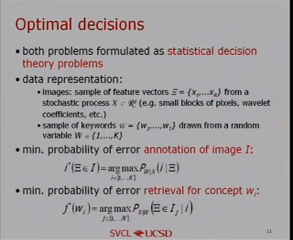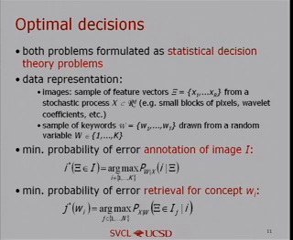Now, from a mathematical point of view, both of these problems can be formulated as problems in statistical decision theory. We have some data representation. In this case, images are just collections of feature vectors sampled from some stochastic process X. And the captions are just collections of labels sampled from a random variable W that's defined on our vocabulary. And we also know what the optimal decision functions are in this minimum probability of error sense, both for annotation and retrieval.